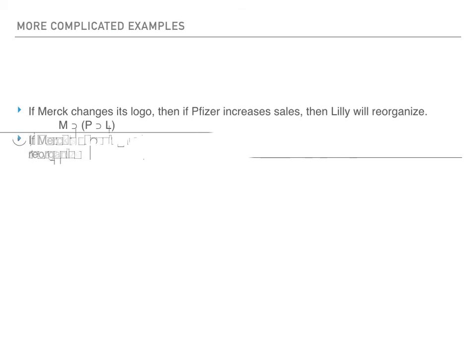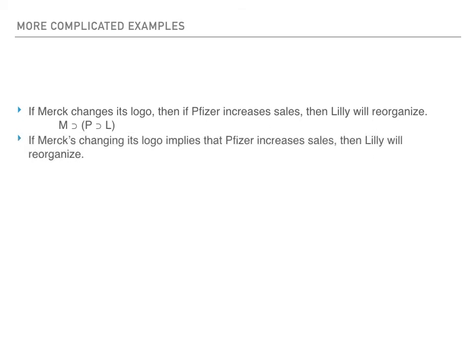Okay, so typically, whenever it goes the other way, people will use some special indicator to show that. So take the following sentence. If Merck changing its logo implies that Pfizer increases sales, then Lilly will reorganize. So there, the word implies is translated as a horseshoe because this is clearly just one sentence, or seems clearly that way to me. And so there we have the M horseshoe P in parentheses. And the reason why is, again, exactly the same procedure was followed.